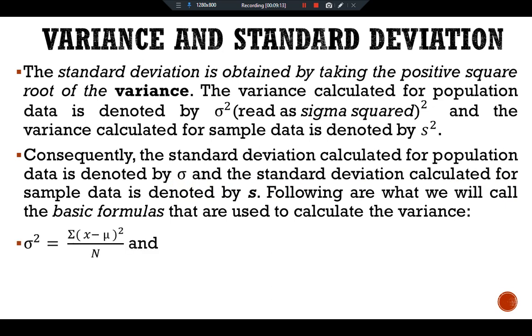We have sigma square is equal to summation (x minus mu) whole square divided by N. This is for the population variance, and this is for the sample variance: S square is equal to summation (x minus x bar) whole square divided by n minus 1. So sigma square is the population variance and S square is the sample variance.